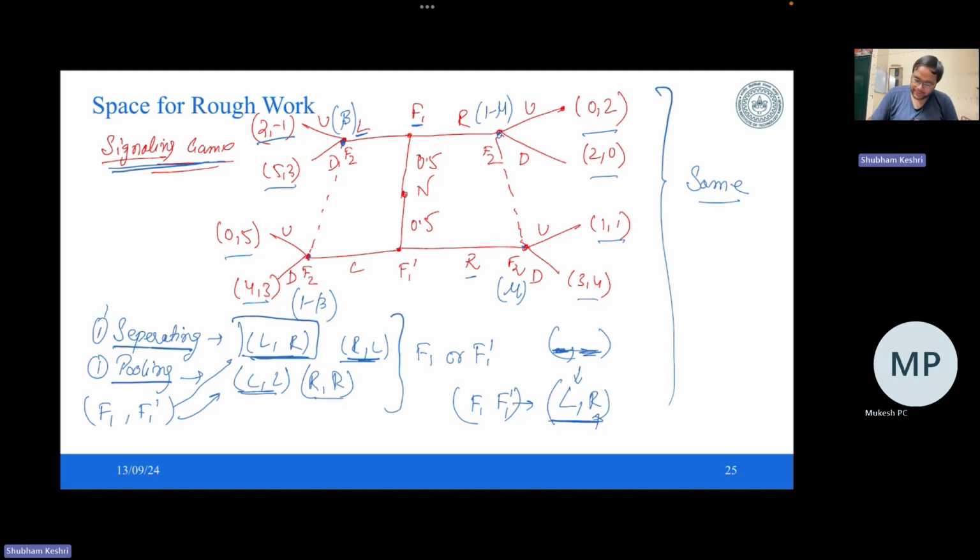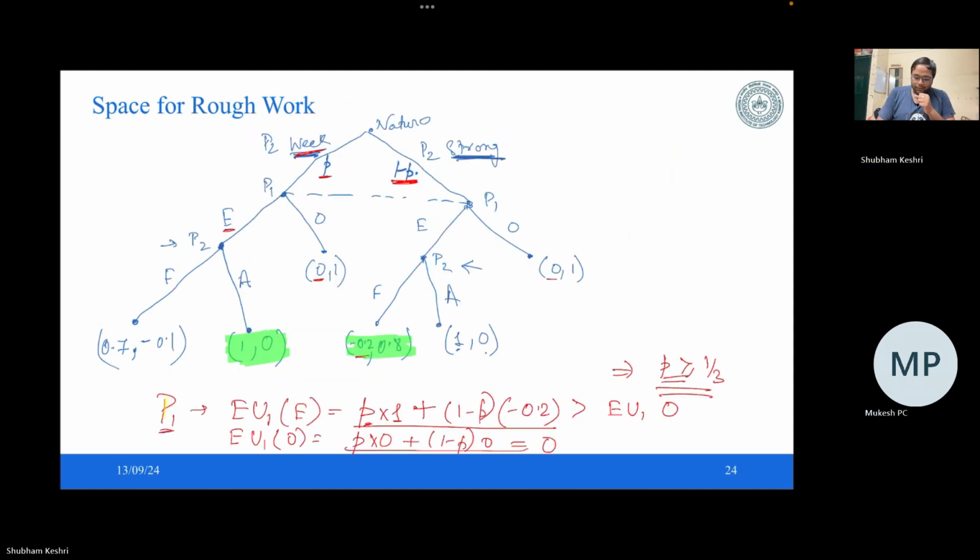You see, these are strategies. We are dividing them into two groups. If both the strategies are the same, we call it a pooling strategy. If both the strategies are different, we call it a separating strategy. That is different from signaling and screening.